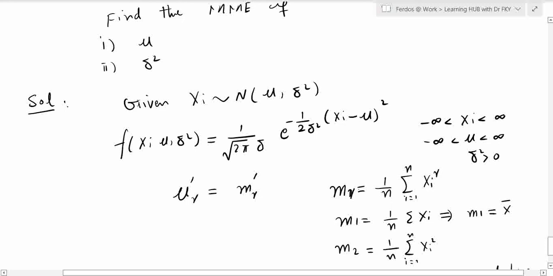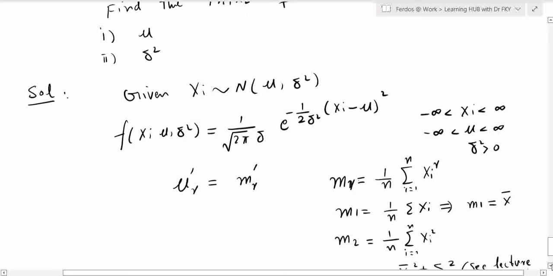What is given is that xi is distributed normally with mean mu and variance sigma square. This means that we can write the density function, in case of a continuous probability distribution, as f of x with mean mu and variance sigma square is equal to 1 divided by root 2 pi sigma, e power minus 1 over 2 sigma square, xi minus mu whole square. X has the range from minus infinity to infinity, mu has the range from minus infinity to infinity, and sigma square is greater than 0.